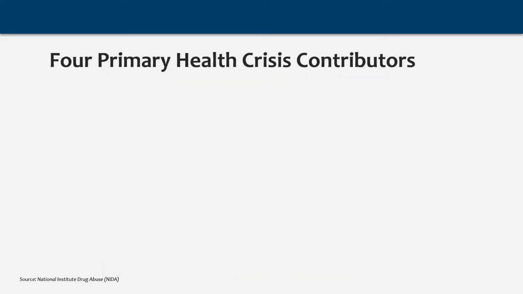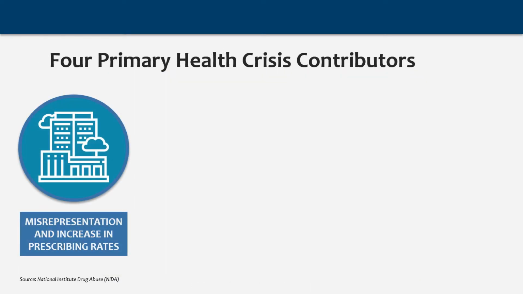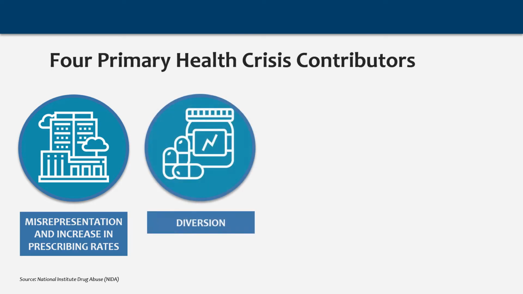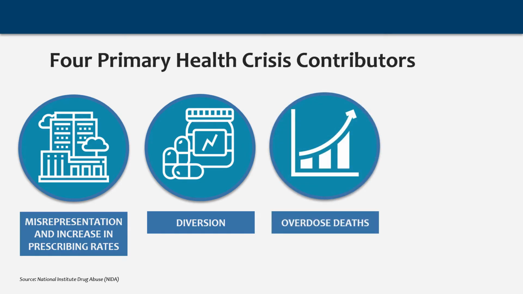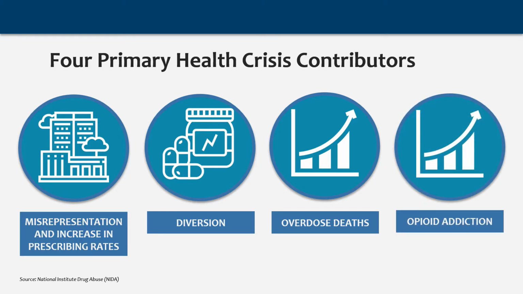There are 4 primary contributors to the health crisis: First, some pharmaceutical companies misrepresenting the addictive nature of prescription opioids, and healthcare providers began prescribing them at greater rates. Second, this led to widespread diversion and misuse of these medications before it became clear that these medications could indeed be highly addictive. Third, overdose death rates began to increase. Fourth, as did the rates of opioid addiction, opioid use disorder.